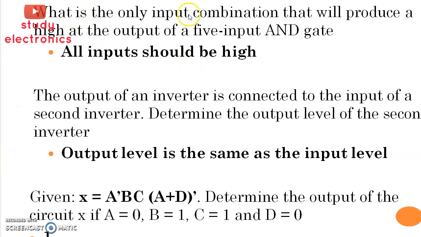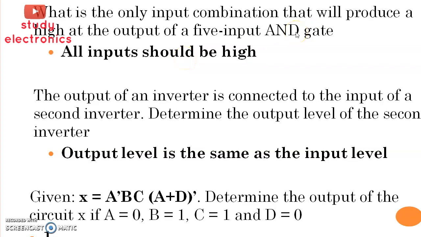Next question, what is the only input combination that will produce a high at the output of a 5 input AND gate? So in an AND gate, if we get a high output, then the answer is all inputs should be high. So we know that in AND, 1 1 is 1. Okay, so the inputs are high, the output is also high.